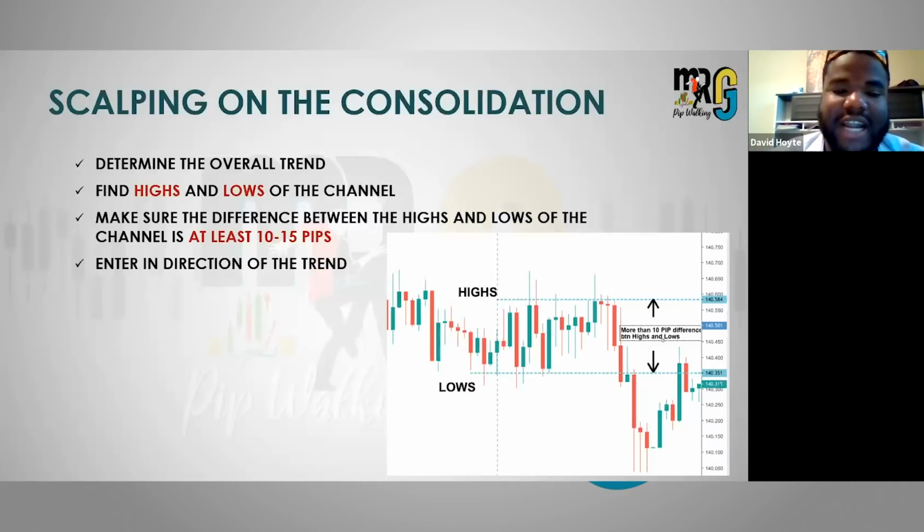All right, so once you identify it's moving at least 10 to 15 pips on the consolidation, you want to enter in the direction of the trend. So this is where the trend is your friend. But remember, we're just going in and out, in and out, in and out. That's what scalping is. We want our money and we want it now.